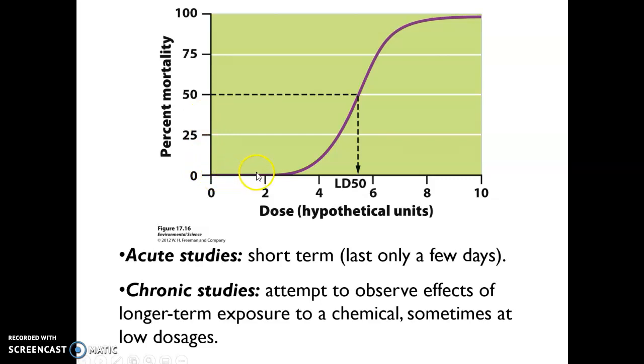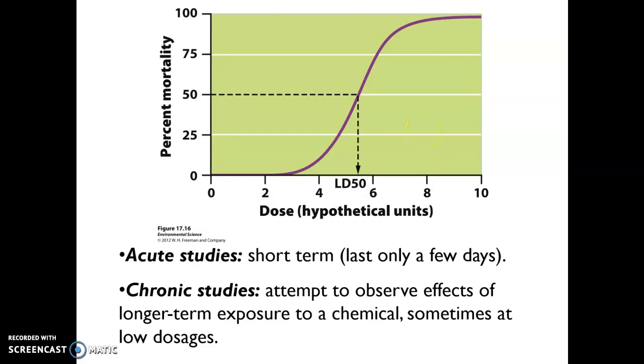So at lower doses, the tested organisms are not dying. And then there's an increase and eventually a flattening of the curve until 100% death rate occurs. So if we follow across at where the 50% intersects the curve and follow down to the x-axis, you can see that the lethal dose 50 for this hypothetical chemical is at about 5.5 units.